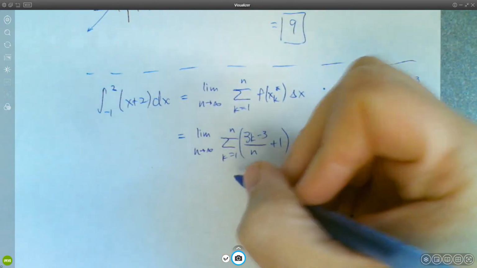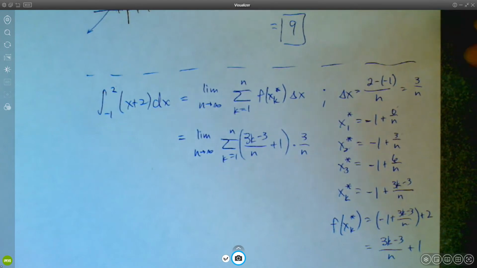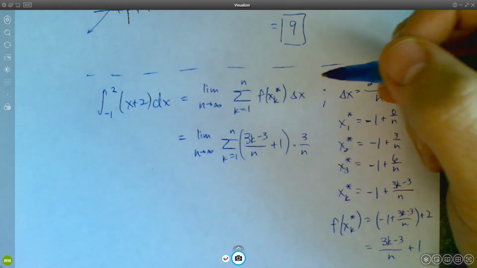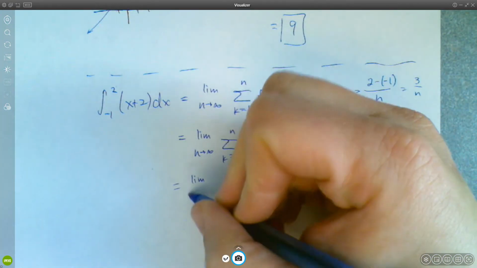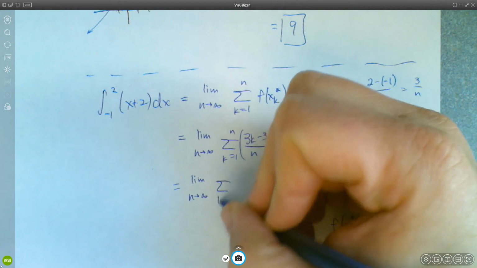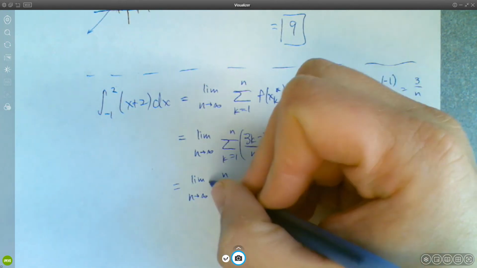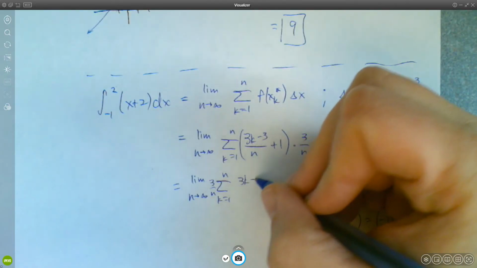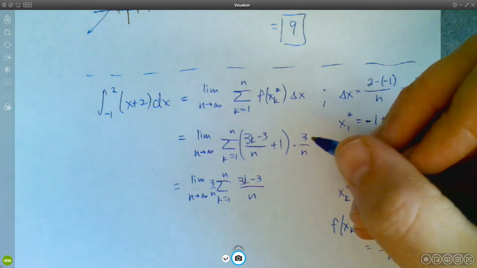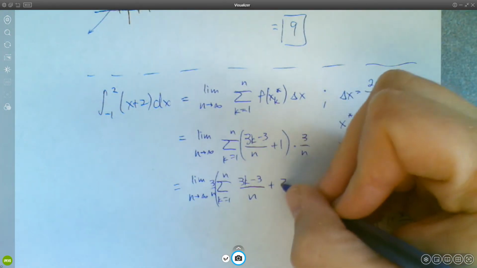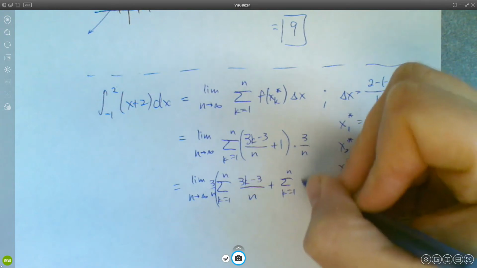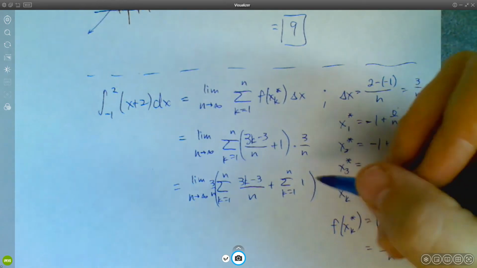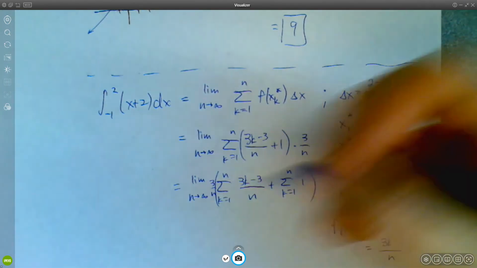And then you could continue on, right? Should we finish it? Let's just finish it. We can take out the 3 over n. And we're left with 3k minus 3 over n plus 1, like that. Of course, the sum from k equals 1 to n of 1 is just 1 plus 1 plus 1 n times, so this is just n.